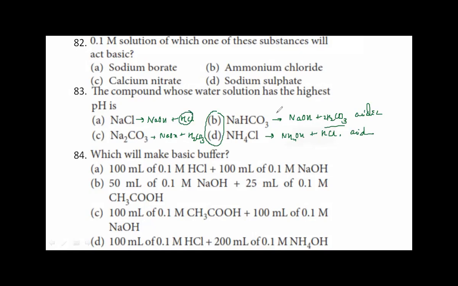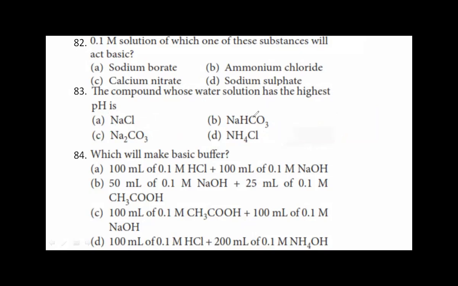NH4Cl and NaHCO3 are both acidic. Whereas NaCl has both a strong acid and strong base, so it will be neutral. Whereas Na2CO3 has a strong base, therefore it will be basic, and therefore the pH will be highest for Na2CO3. Correct? So the correct option is Na2CO3.